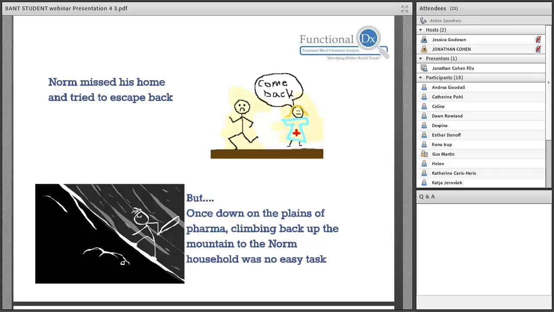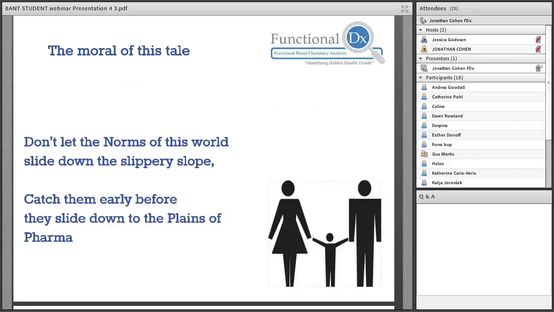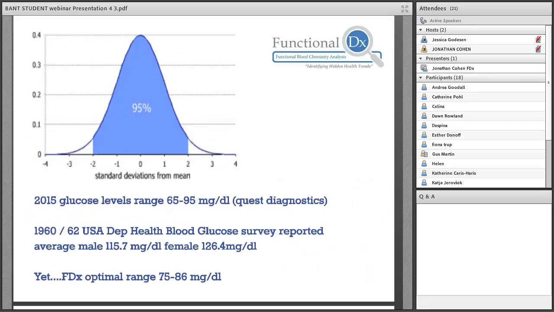That's why nutritional therapists are so essential. The moral of this tale: don't let the norms of this world slide down the slippery slope. Catch them early before they slide down to the plains of Farmer. And the way you can do that is to start using tools like FDX.